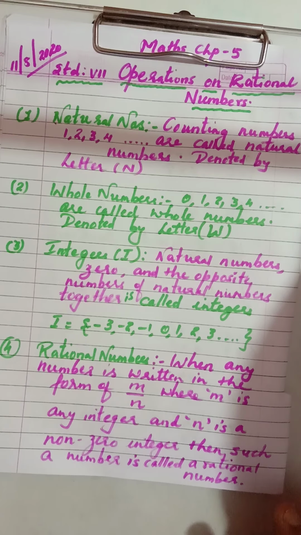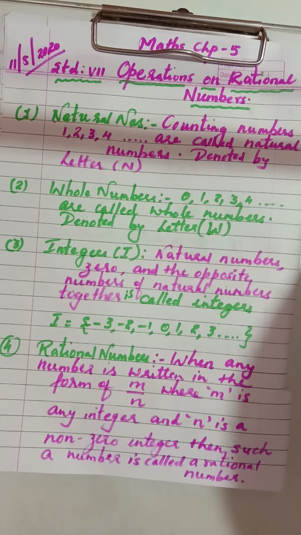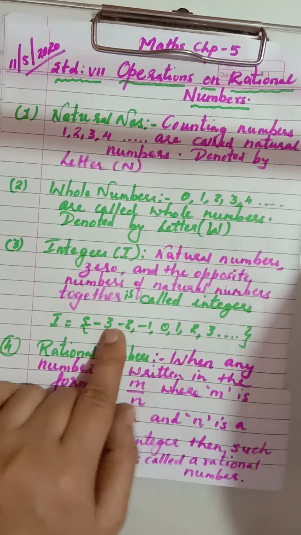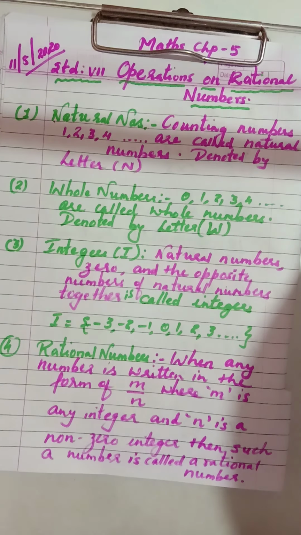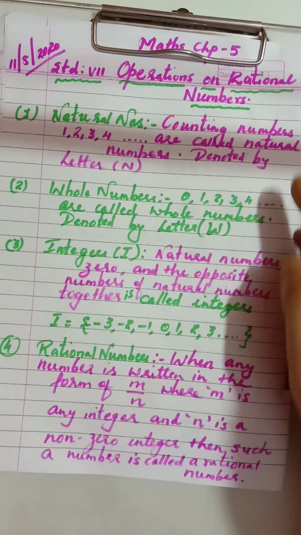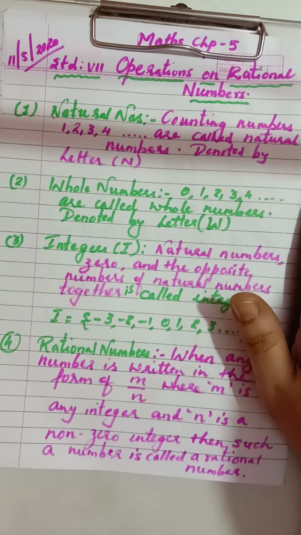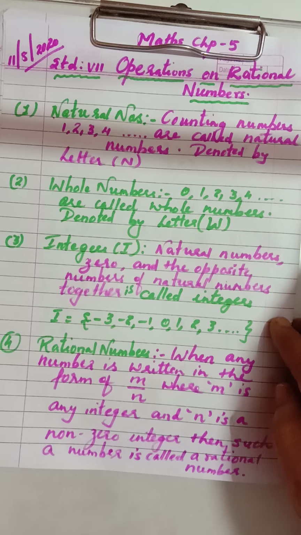So in simple words children, integers are a set or group of numbers which include all positive numbers, all negative numbers as well as 0. So this is meant by integers. These three definitions you have already learned in the previous class. So we are just revising, and you will be writing all this in the classwork book.